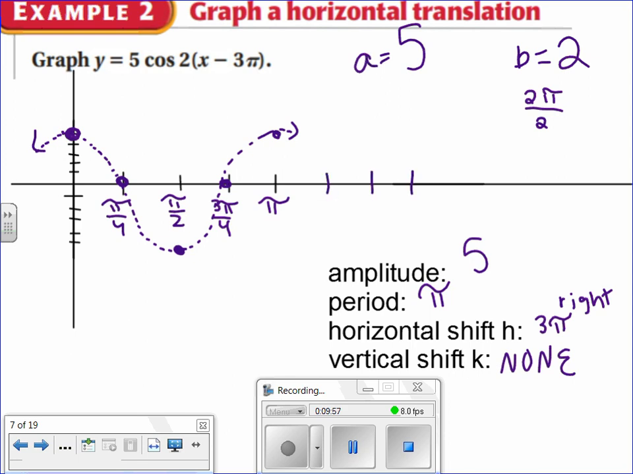So 1, 2, 3, 4 hash marks, that's 2 pi. 1, 2, 3, 4, that's 3 pi. 1, 2, 3, 4, that's 4 pi. So you just kind of make do.